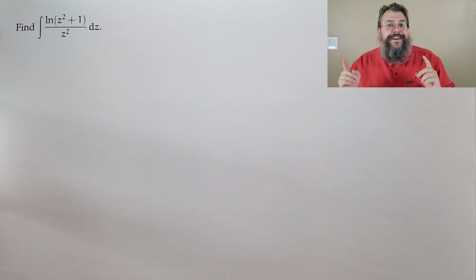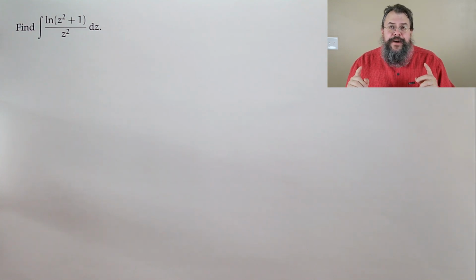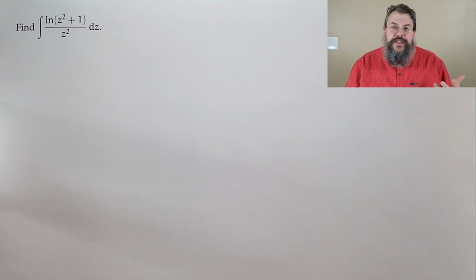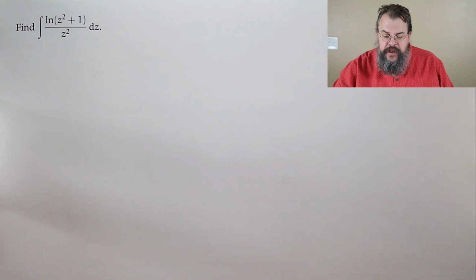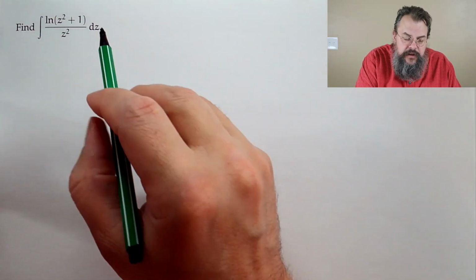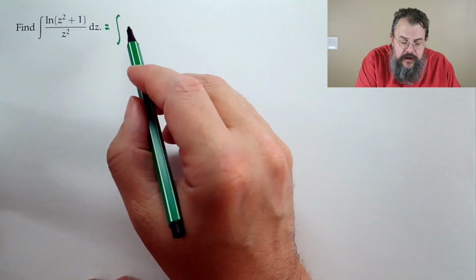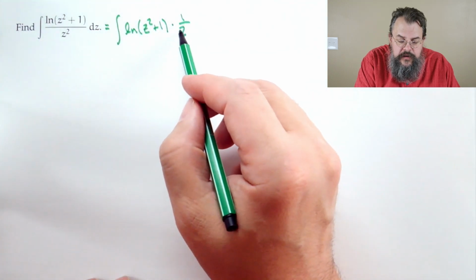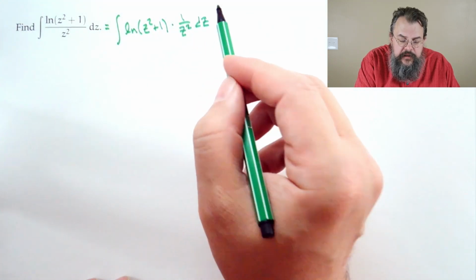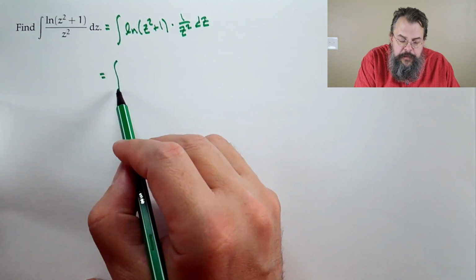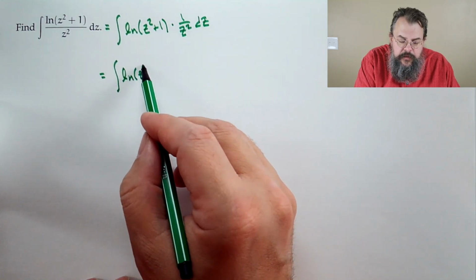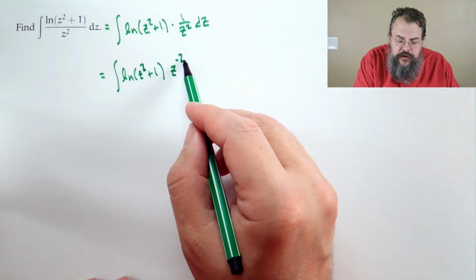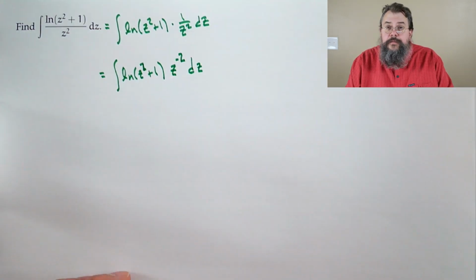Now you might say, Steve, we're going to run into trouble here because we don't have two things multiplying, we have a division. Well, but really division is just a form of multiplication. So we can rewrite this. So let's write it as the integral of log of z squared plus 1 times 1 over z squared. In fact, let's write it even a little bit more, because 1 over z squared is not quite very calculus friendly. To be calculus friendly, it should be z to the minus 2 power.